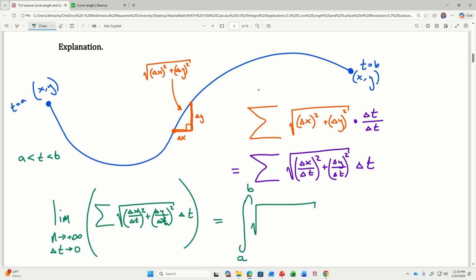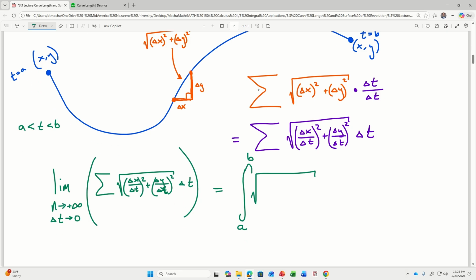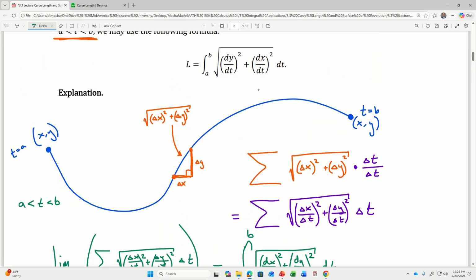As delta t approaches 0, delta x and delta y are also going to approach 0, right? As the length of this segment goes to 0, the horizontal and vertical components are going to 0 as well. And so we're going to call this limit dx/dt, where lowercase d indicates that these are small changes that are approaching 0. And then delta y over delta t is going to become the ratio dy/dt. And this is the formula.